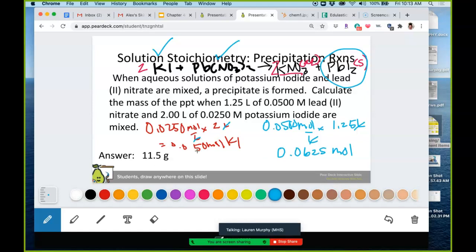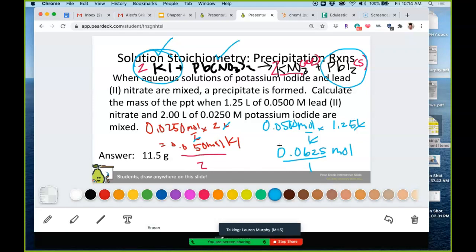So what I do is I look at my moles right here of potassium iodide, and I divide by its respective coefficient. So there's a 2 in front of it. And then I do the same thing for my lead 2 nitrate. So lead 2 nitrate, there's a 1 in front of it, so I would divide by 1. Whatever number comes out to be smaller is your limiting reactant. So 0.05 divided by 2 is 0.025, which is definitely smaller than 0.0625. So the potassium iodide is my limiting reactant.